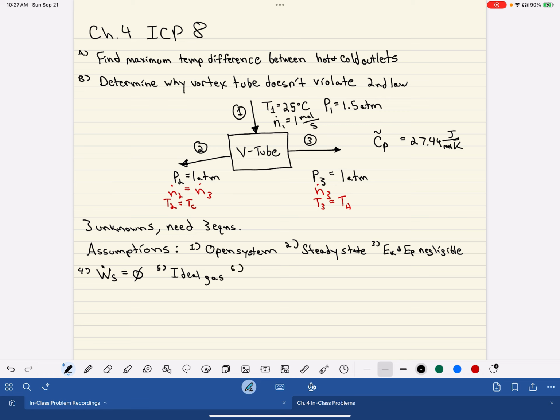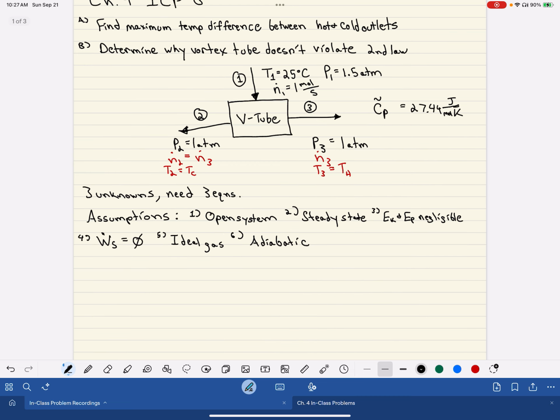Also, with the vortex tube, we're going to treat it as adiabatic. There's no heat loss from it or anything. So, in addition to the work being 0, Q dot is also going to be 0.